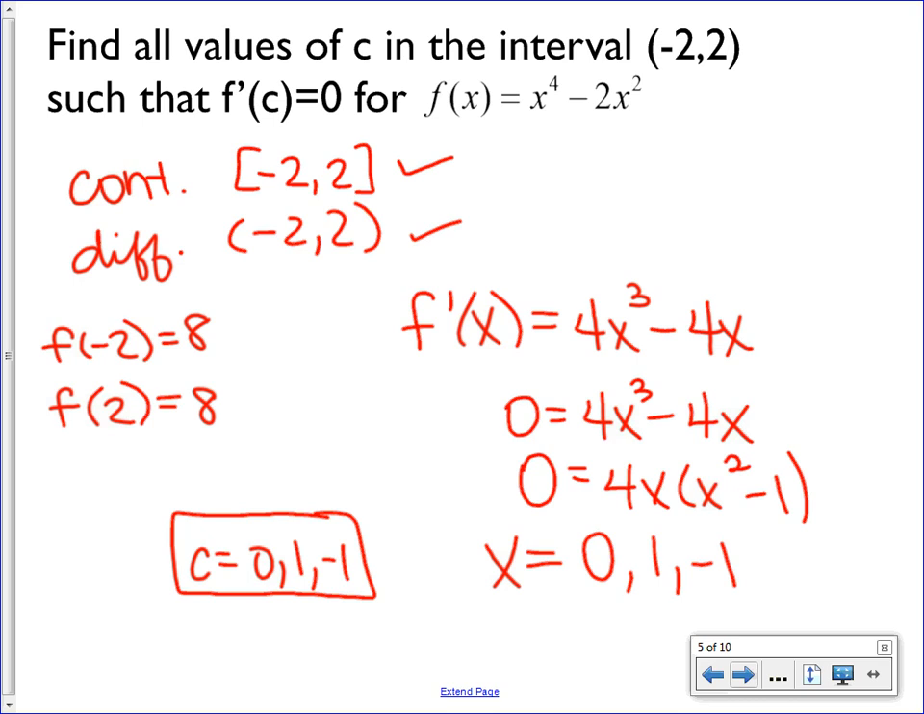So on that last one, it said use Rolle's theorem. If we couldn't use Rolle's theorem, we just don't do it. Right, you say Rolle's theorem can't be applied. Very good.